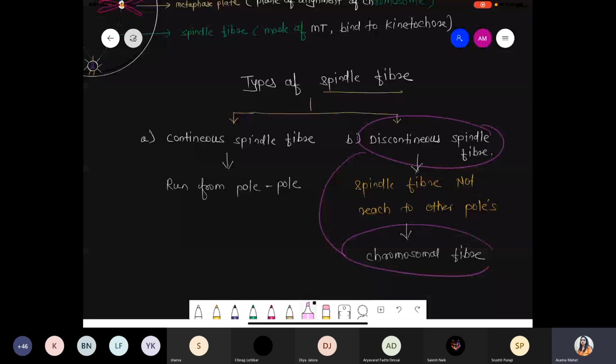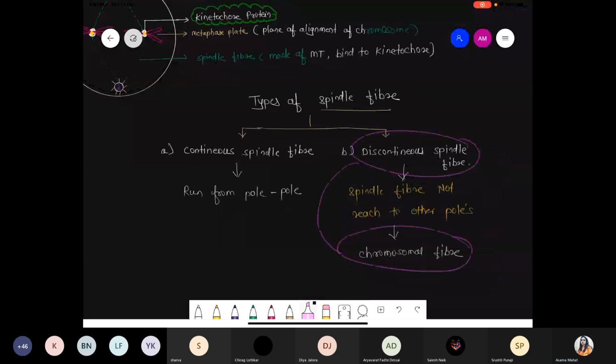So we will see the exact scenario in the diagram. Just finish this writing part. In the diagram, we see the meaning of the continuous spindle fiber that runs from pole to pole, and the meaning of the discontinuous one. Basically they do not reach both poles, and such a type of spindle fiber is called the chromosomal spindle fiber or chromosomal fiber. That's it. Should I continue to the next part? The writing part is done.